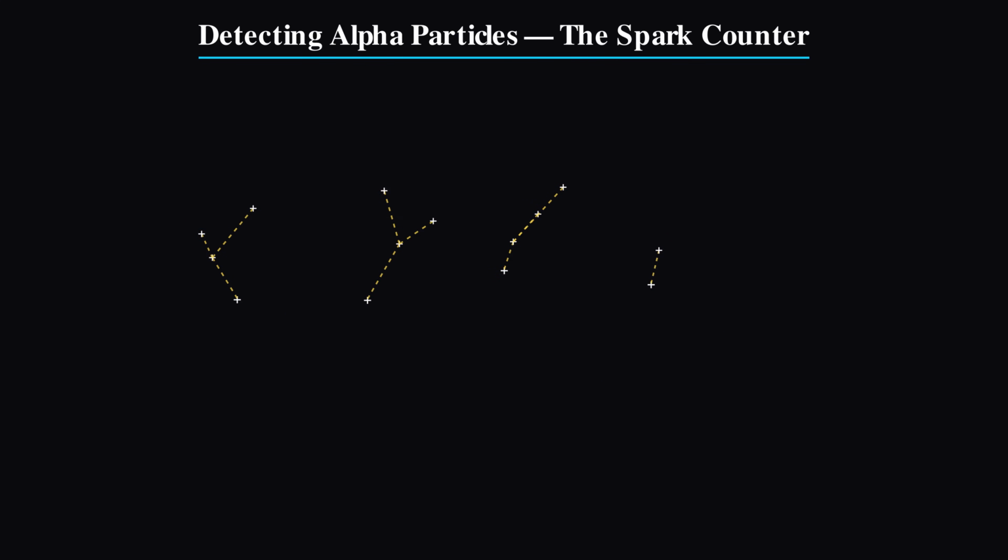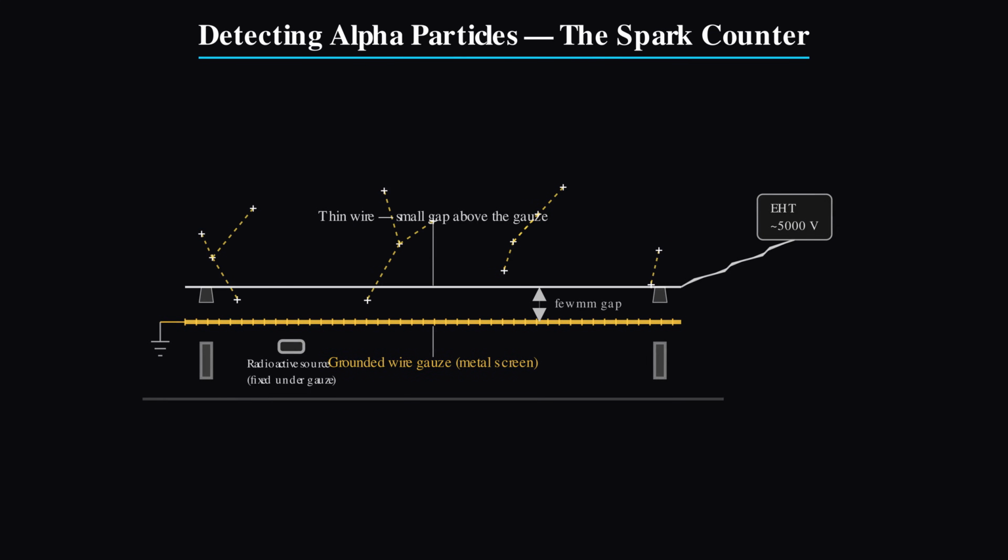Back at full scale, each discharge is registered and counted. Sparks appear at irregular time intervals. Irregular sparks confirm the random nature of radioactive decay.